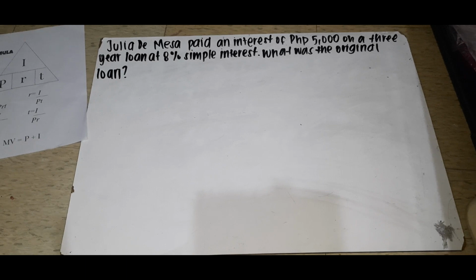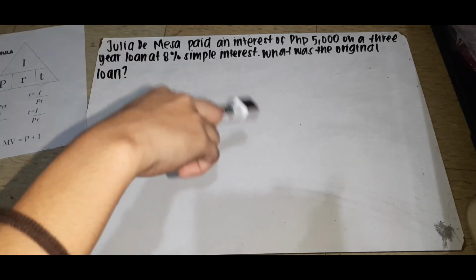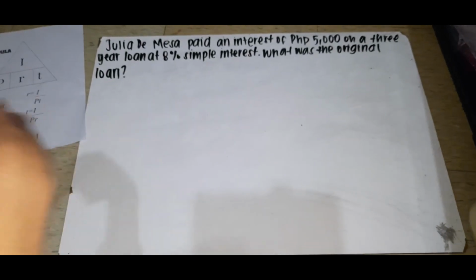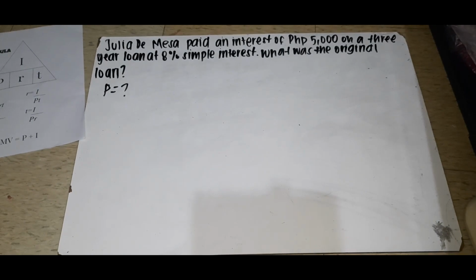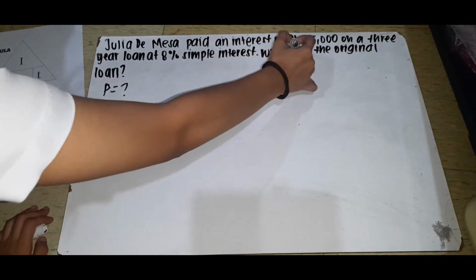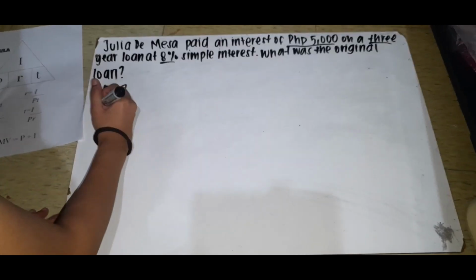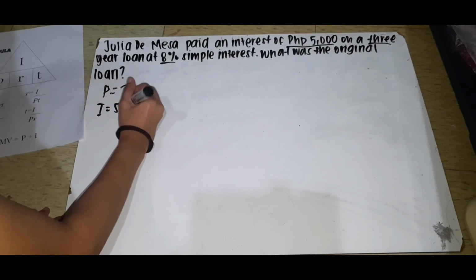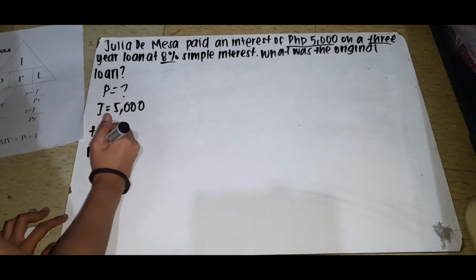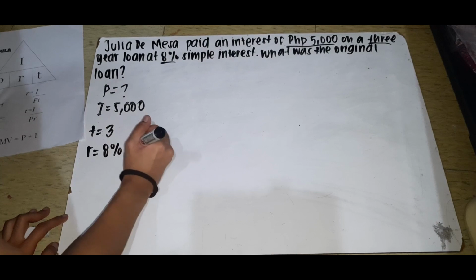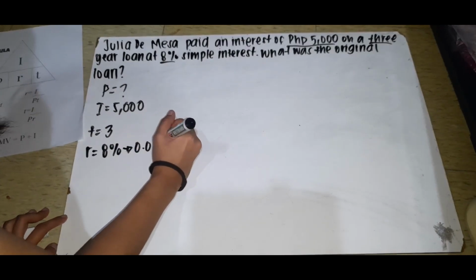Julia de Mesa paid an interest of 5,000 pesos on a 3-year loan at 8% simple interest. What was the original loan? Now looking at the last sentence, we're looking for the principal. So principal is equal to question mark. And identify all the given. So it says interest 5,000. 3 is the time and 8% is the rate. So interest is equal to 5,000. Time is equal to 3 years. And the rate is equal to 8% or 0.08.